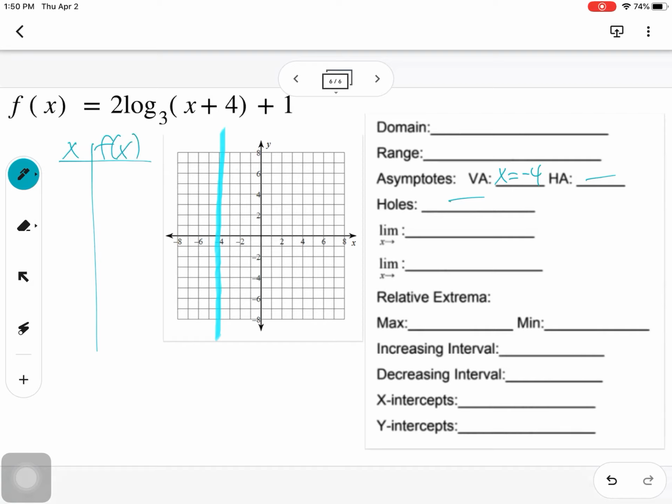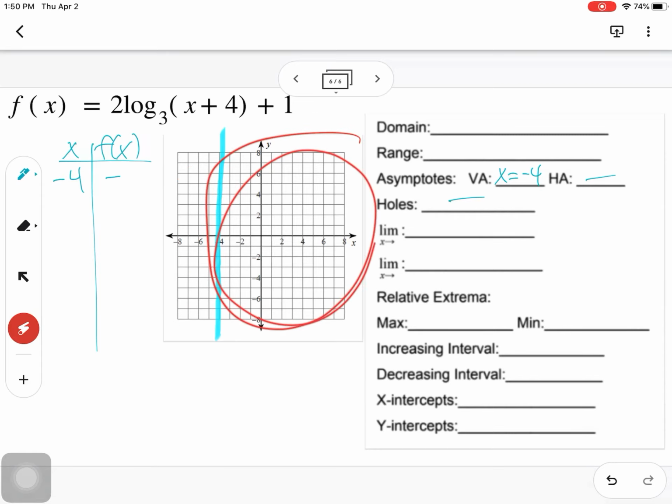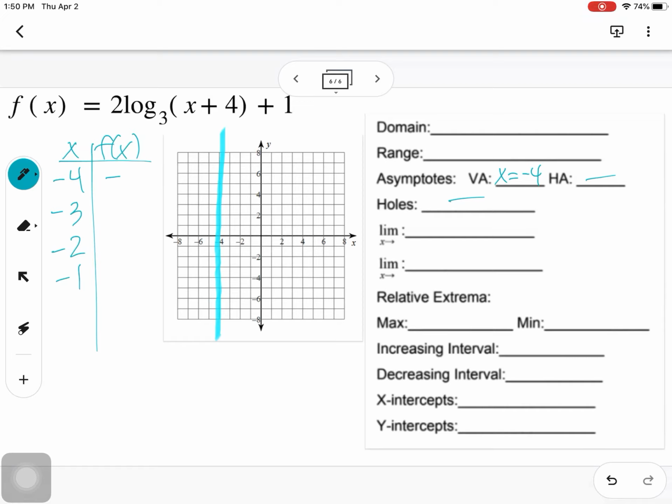So when we go to our chart, that asymptote goes at the top now because I am not going to have my graph show up over here. It's only going to be over here. And I'm going to plug in numbers to the right of it.